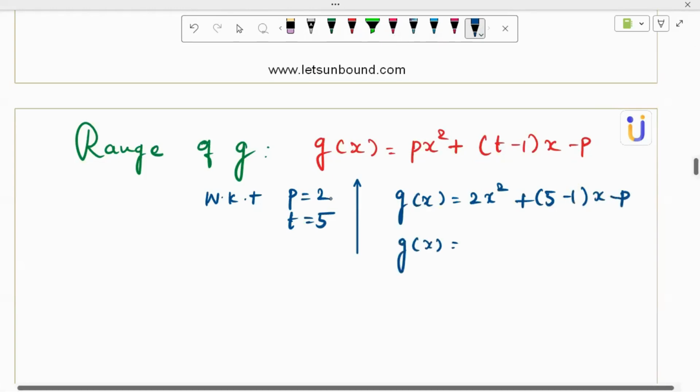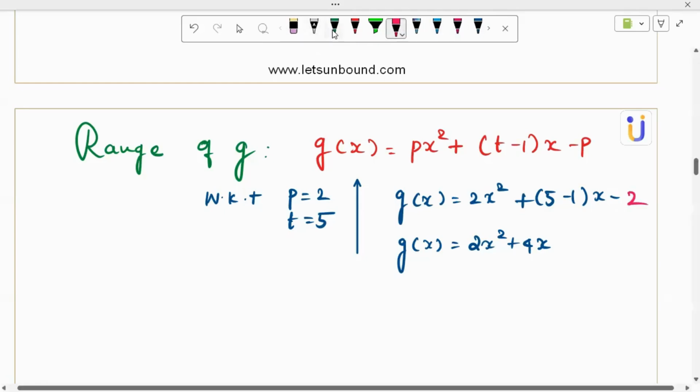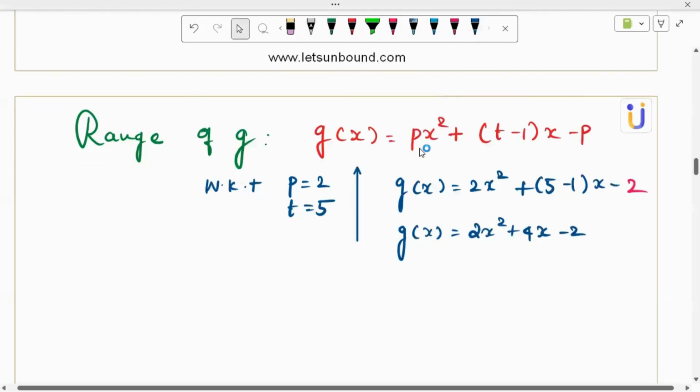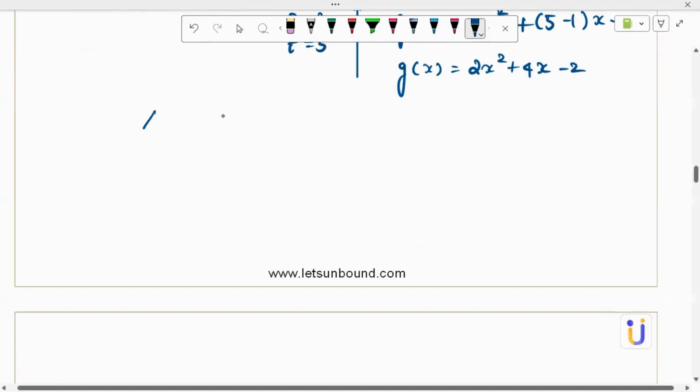g of x is 2x square plus 4x. Wait, p should be replaced with 2. Here, 2. And we got minus 2. This is my g of x. Now you find the vertex of it, and that's the thing. We can define the range. So the next aim is to find the vertex.